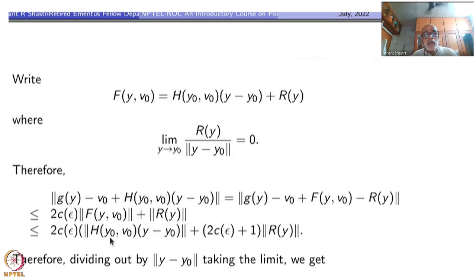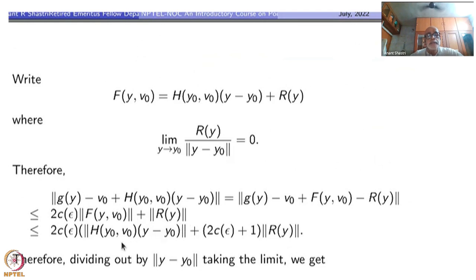So h of y naught v naught times y minus y naught, plus twice C epsilon, plus one more here. This twice C epsilon comes from here, and one extra term comes from here. So this much plus ry. Dividing out by y minus y naught, the y minus y naught term comes from here, the norm. This is a linear map, right? So the norm of this is less than or equal to the norm of this times the norm of y minus y naught.